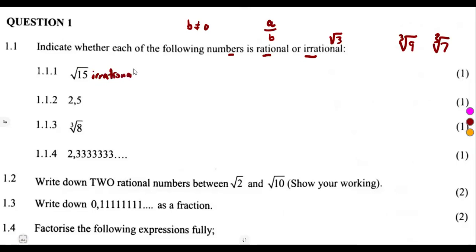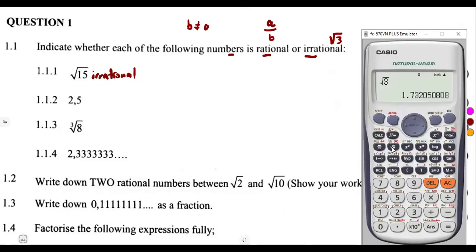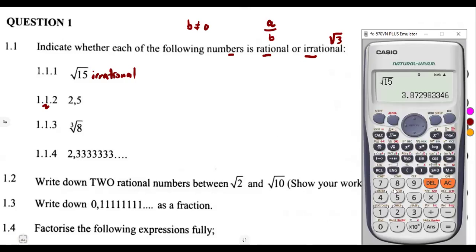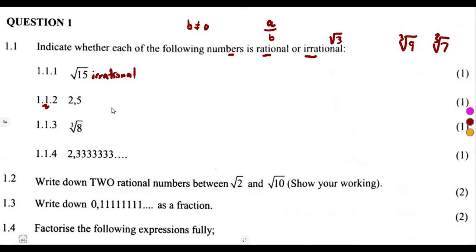We can also use our calculators to simplify that. Square root of 15, as you can see, it remains like that. If we change to a decimal, look, it does not even end. All right. 2,5 on question 1.12. It's already, guys, in simplest form. So it's a rational number. It can also be expressed in the form of A over B. If you want, you can just take your calculator. 2,5 is equal to, as we can see, 5 over 2 as a fraction. So meaning to say this one is a rational.